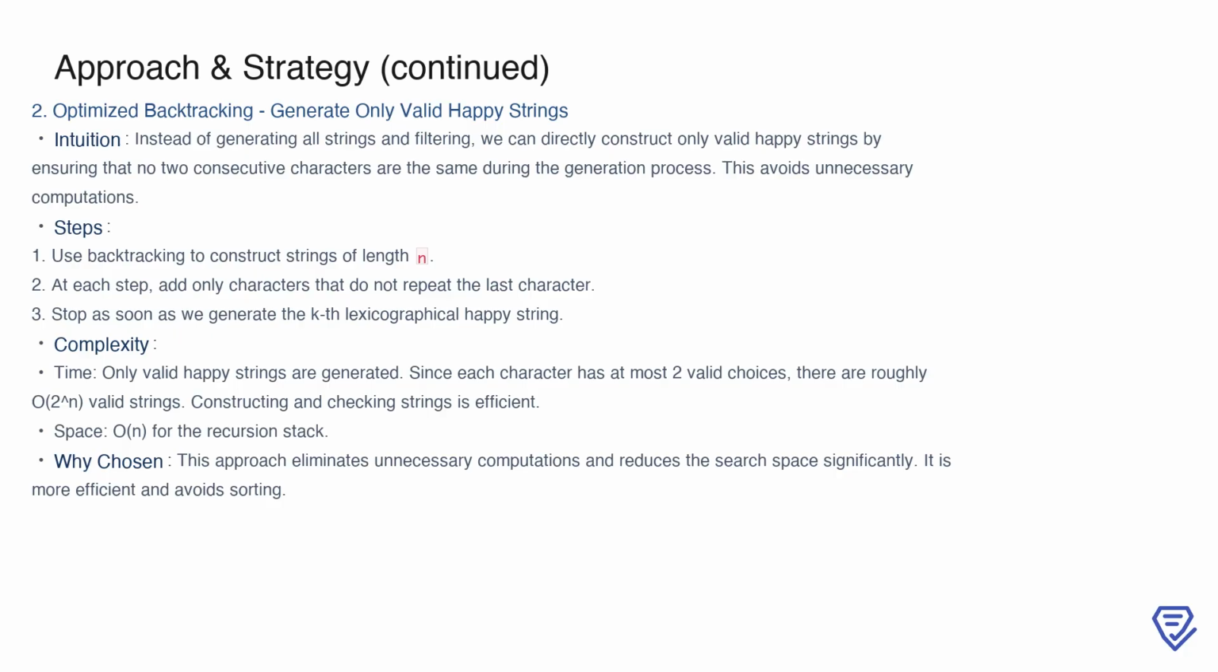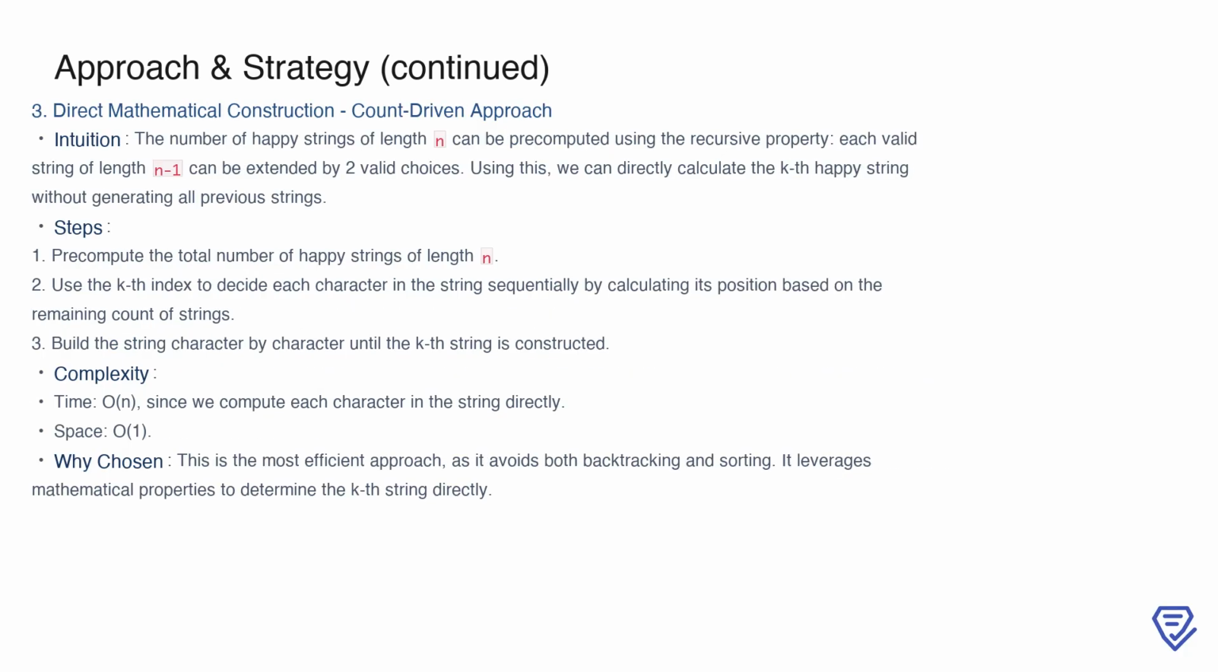Since each character in a happy string has at most 2 valid choices, the time complexity is reduced to approximately 2 to the power of n. The space complexity is also minimal, requiring only O(n) for the recursion stack. This approach strikes a good balance between efficiency and simplicity, making it a strong candidate. An even more efficient strategy is to use a direct mathematical construction, leveraging the combinatorial structure of happy strings.